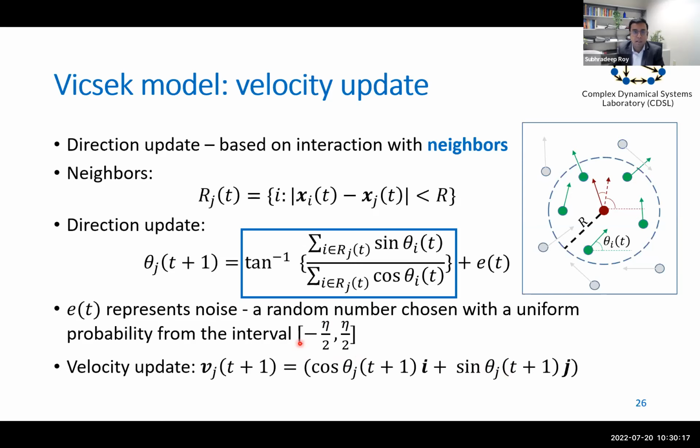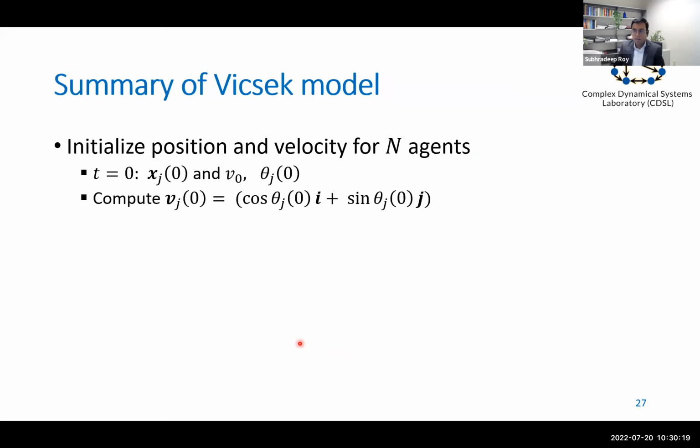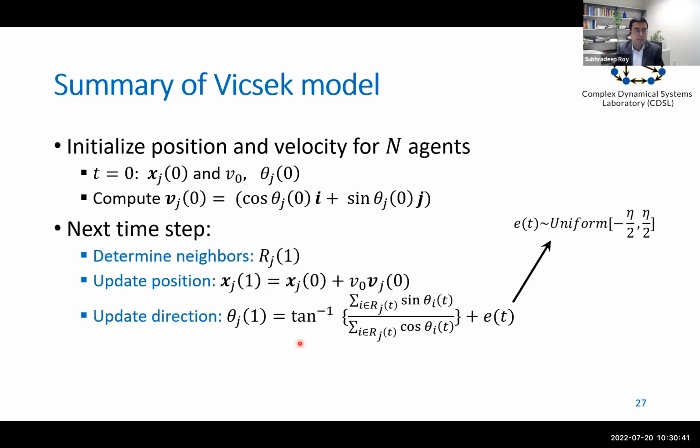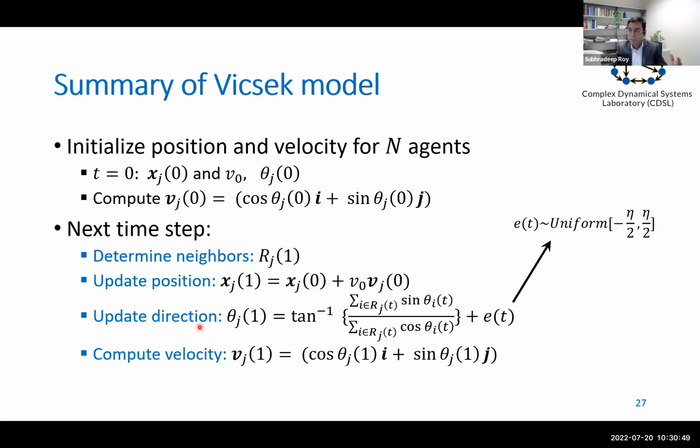Let's summarize how the protocol works. We start by defining a square arena, and we randomly position all these agents from a uniform distribution, and also prescribe random heading directions. Next time step, each agent identifies who are their neighbors. It updates its position following the position update protocol, and updates its heading direction based on interaction with its neighbors, and then it computes its velocity. This process repeats for all agents and for all time.